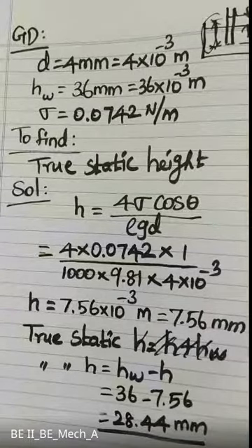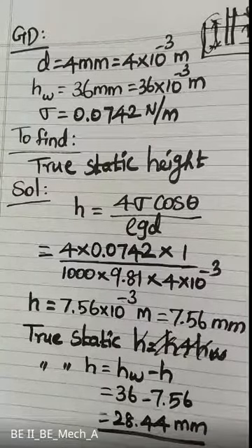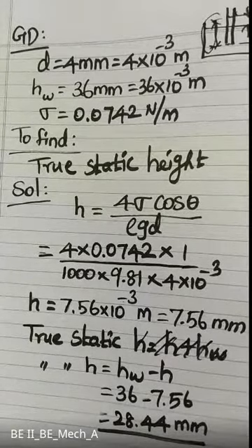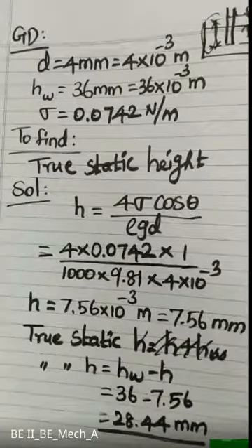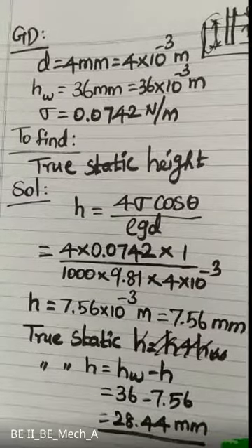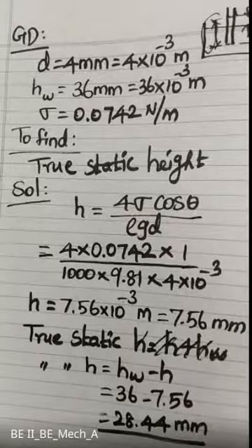Consider surface tension of water in contact with air as 0.073575 Newton per meter. So that's all about the problem.